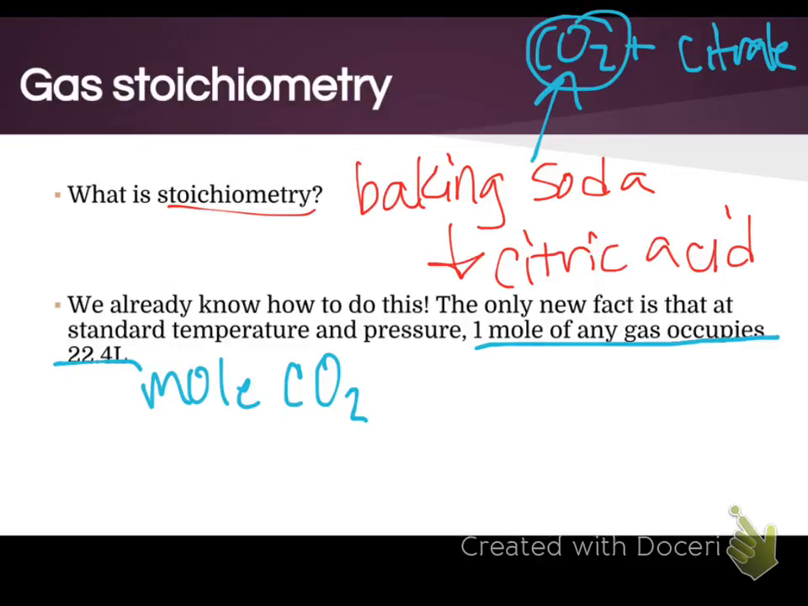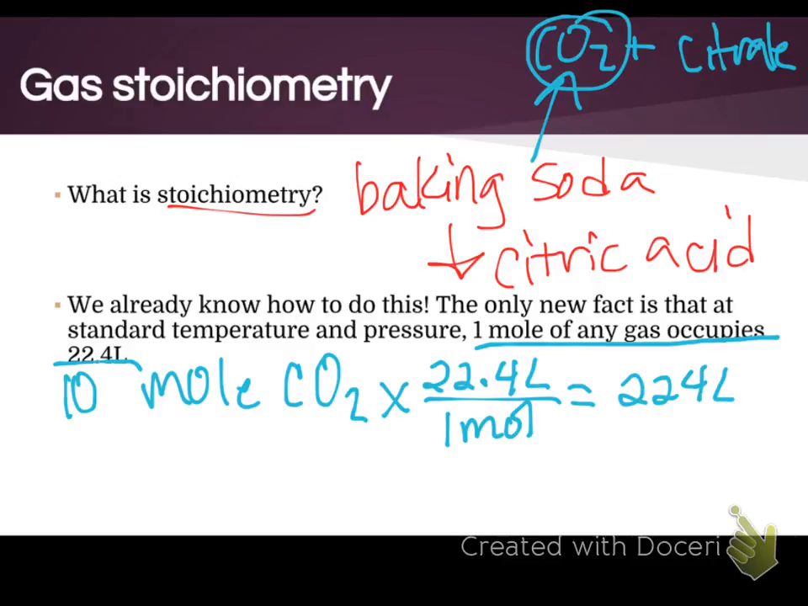Okay, so let's say, for example, we had 10 moles of CO2. If I want to know how much material that actually is in a useful number, I'm going to use this conversion factor, 22.4 liters for 1 mole. So that means there would be 224 liters of CO2. That's a lot. That's enough to make enough fizzy Kool-Aid for like the whole school.